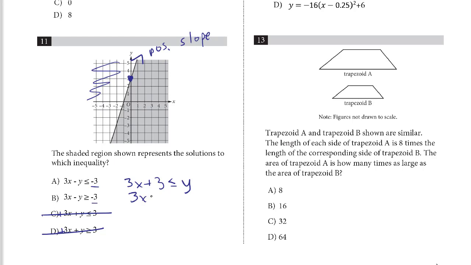3x plus 3 on both sides, if I add 3 to both sides again, is greater than or equal to, if I add my y to both sides, the y's cancel here and I get plus y on the right side. Y is less than 3x plus 3. Well, that's the case. Y is below or less than our line 3x plus 3. This line is 3x plus 3. The correct answer for number 11 is B.